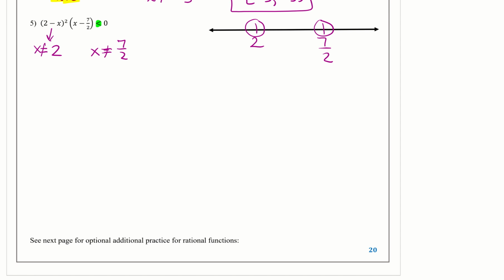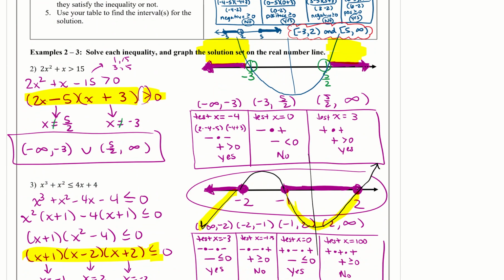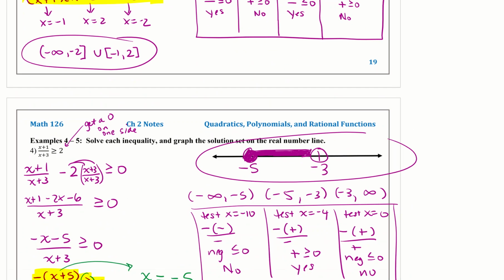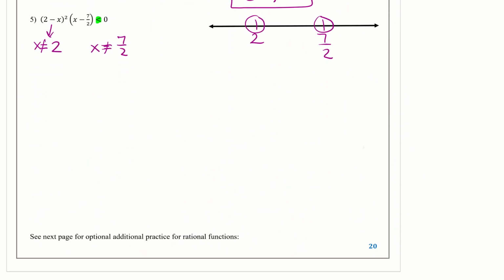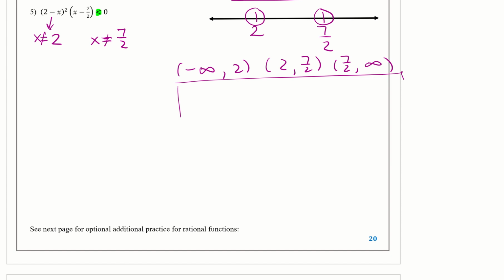Now, something I want to mention: for every problem that we've done so far, you might have noticed that every region toggles back and forth between being selected and not selected. You might make a false assumption that that's always true. This is going to be an example where that is not true, and we'll talk about why. I'll break up the number line from negative infinity to 2, from 2 to 7/2, and from 7/2 to positive infinity. And we'll test this.